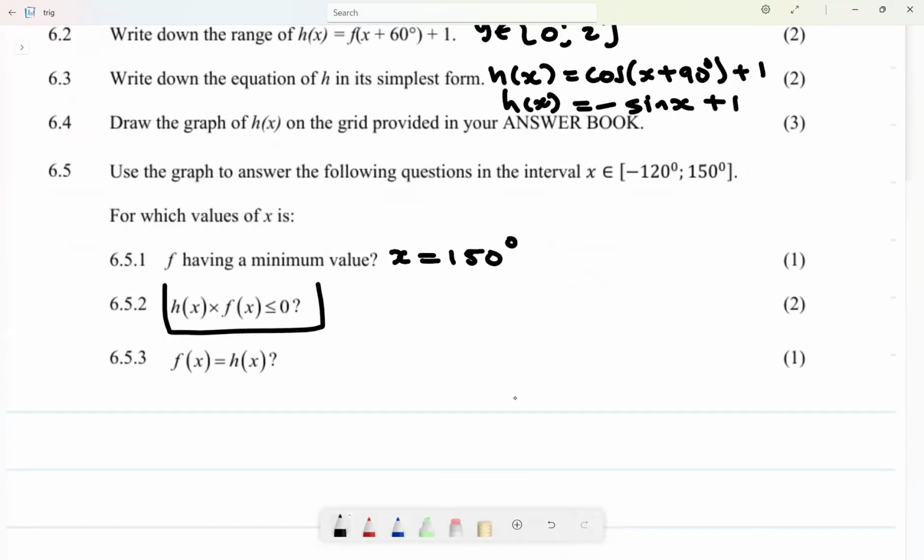Where is h of x multiplied by f of x less than 0? So remember, I always do this.